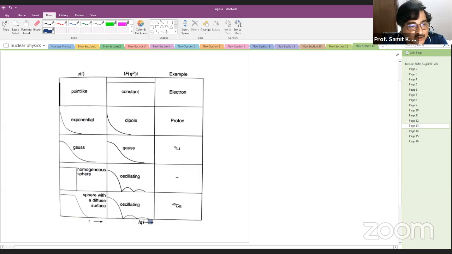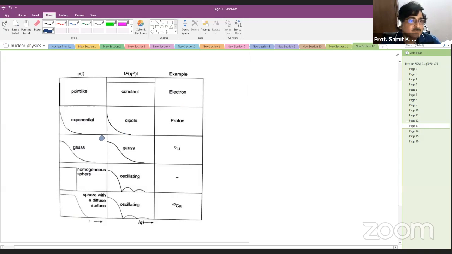If you try to plot this, and if the value of this f is a constant, then the distribution should be point-like. Here you can see the radius, and here the distribution. So this is the point-like distribution. If it is a constant value, what will you get? Normally, for the electron case, you get a constant value.